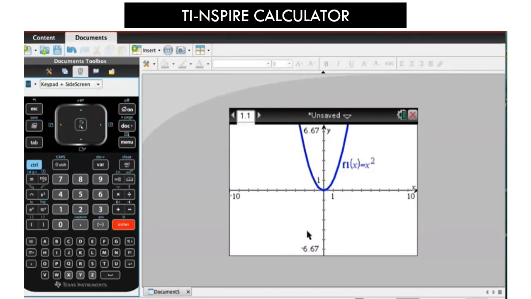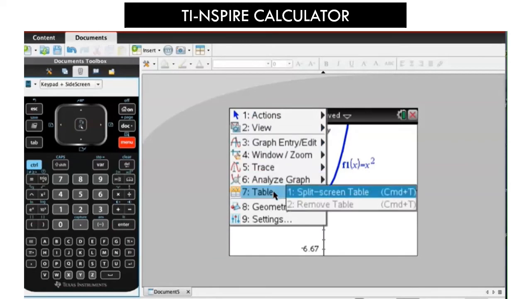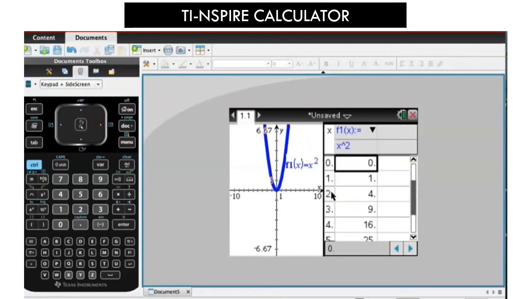Now to get the table, from here you're going to hit menu. And as you can see down here, it says table. You're going to choose split screen table, and you will have your table pop up.